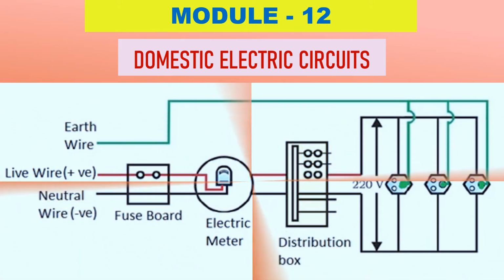Welcome to the 12th module of our chapter Magnetic Effects of Electric Current. Today we are going to discuss the domestic electric circuit, that is, the circuit which we are using in our home. Here you can see the schematic diagram of a common domestic electric circuit. So we will start our topic.